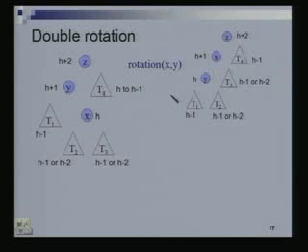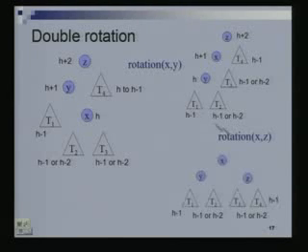So we'll now do a rotation around xz. Now what would happen? x moves up, z moves down, and T3 and T4 become the two children of z. T3 has height h minus 1 or h minus 2, T4 has height h minus 1. This is the height of T2, h minus 1 or h minus 2. The height of T1 is h minus 1. What about the height of y now? h. Is it balanced? Yes.